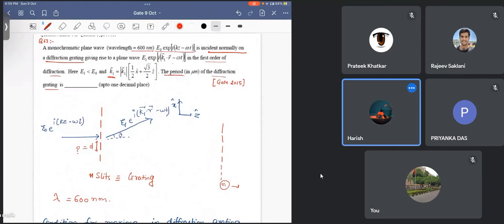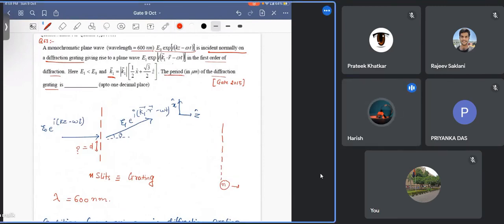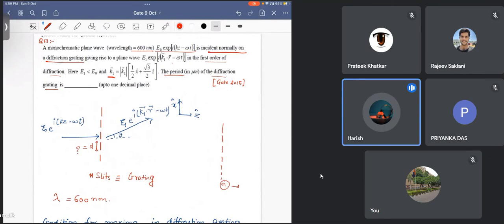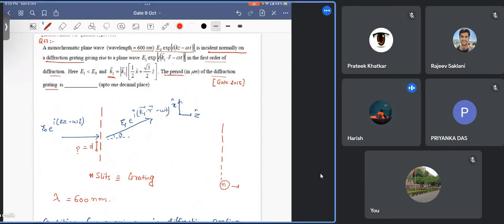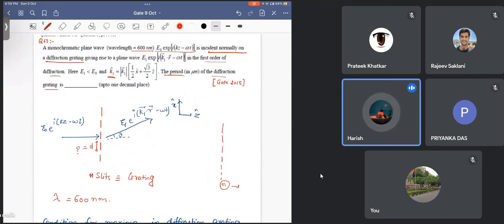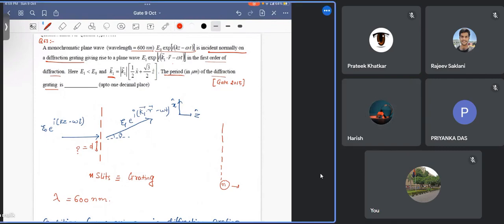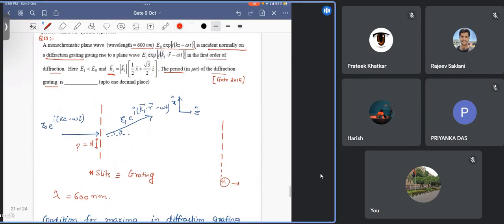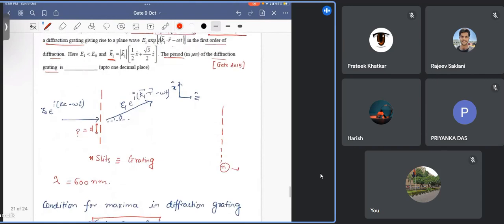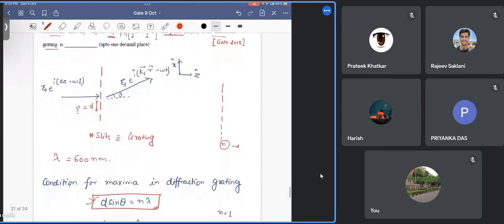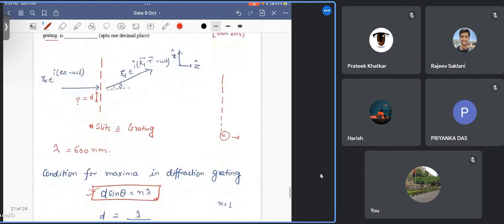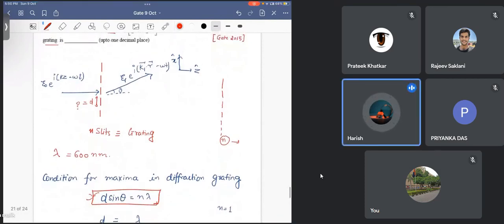Yes, there is an N-slit question. In the derivation we only took two slits, so it is not valid for N slits. You have to see the expression for N slits. What is the condition for maximum in a diffraction grating if there are two slits?